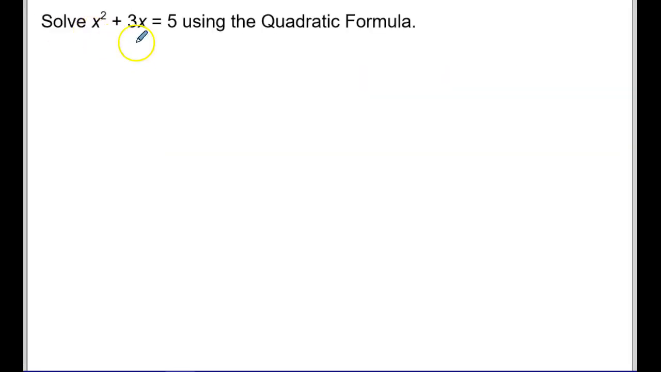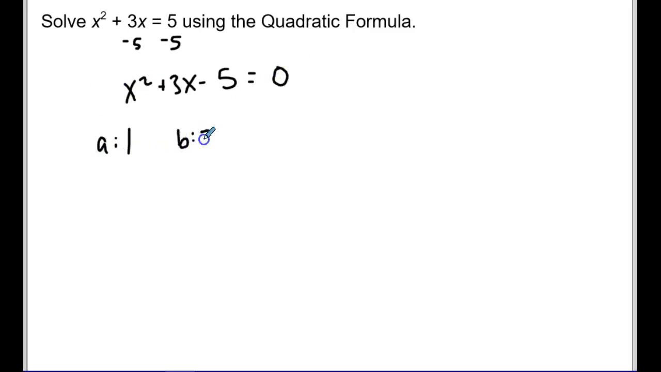Okay, so here we're going to solve this quadratic equation using the quadratic formula. The first thing I notice is I need to get everything to one side, so I'm going to subtract 5 from both sides. So now I have x squared plus 3x minus 5 equals 0. Well, now I have my a value, which is 1, my b value, which is 3, and my c value, which is negative 5. So now I can use my quadratic formula.